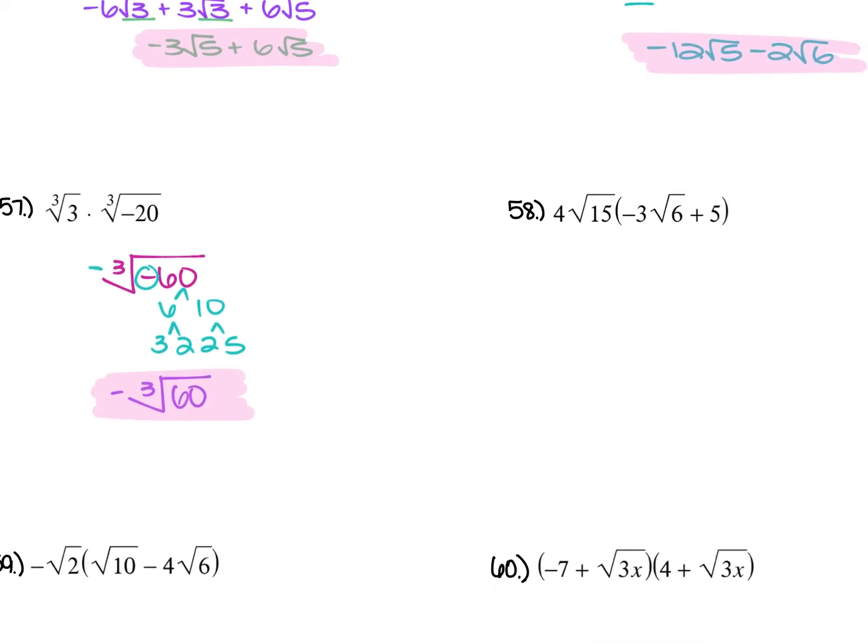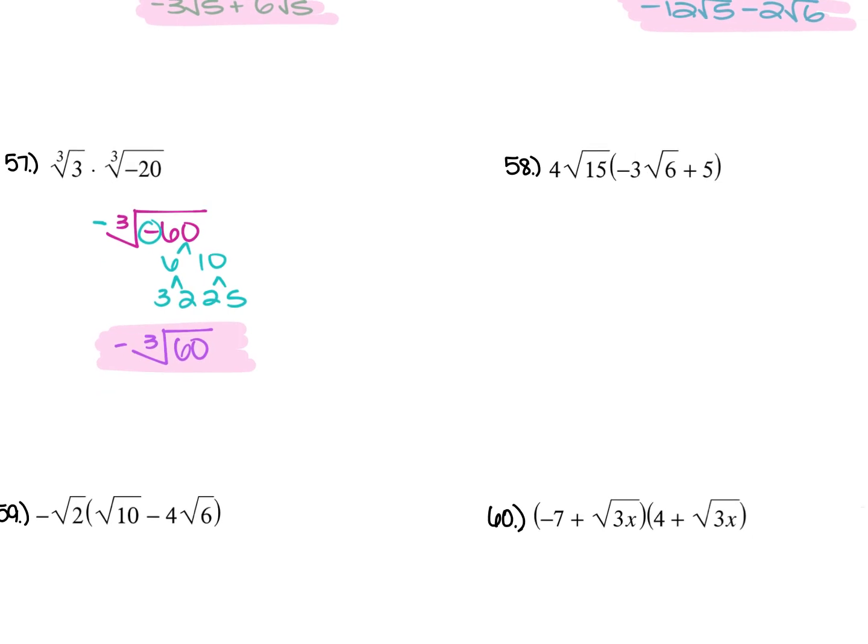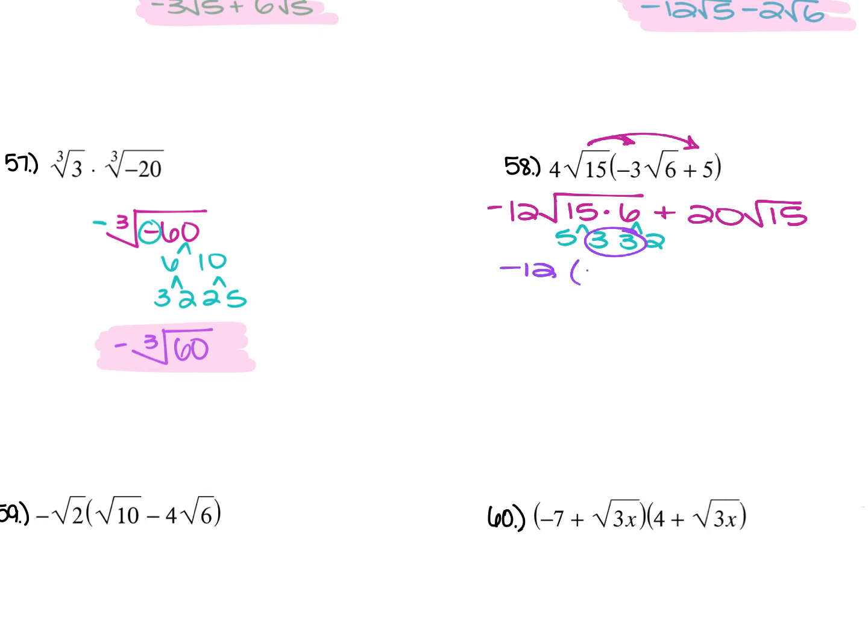For 58, you have 4 square root 15 times negative 3 square root 6 plus 5. We're going to distribute this in. However, when I go to do this, I'm not going to multiply what's underneath my radicals. I'm going to keep it as 2 factors being multiplied by one another. So this is going to give me negative 12 times the square root of 15 times 6 plus 20 square root 15. The 15 is 5 and 3. 6 is 3 and 2. Your 2 3's are going to pair up, so this is like saying negative 12 times 3 square root 5 times 2, which is 10.